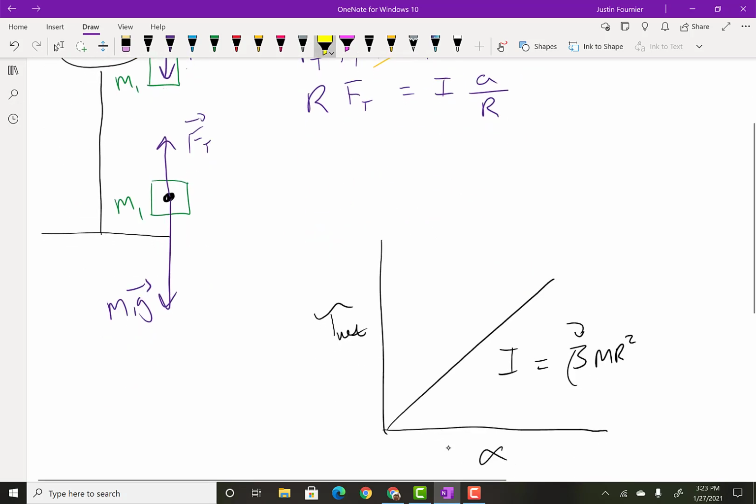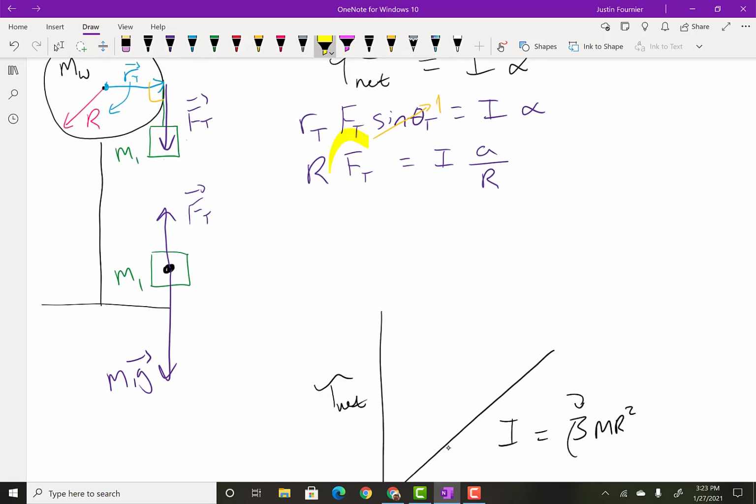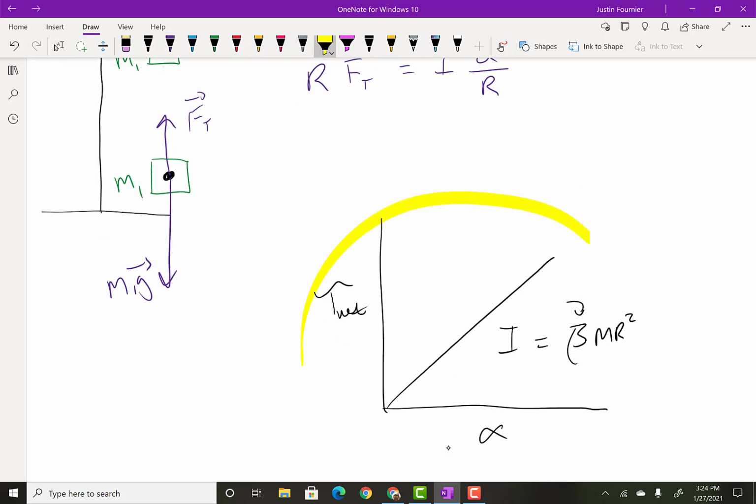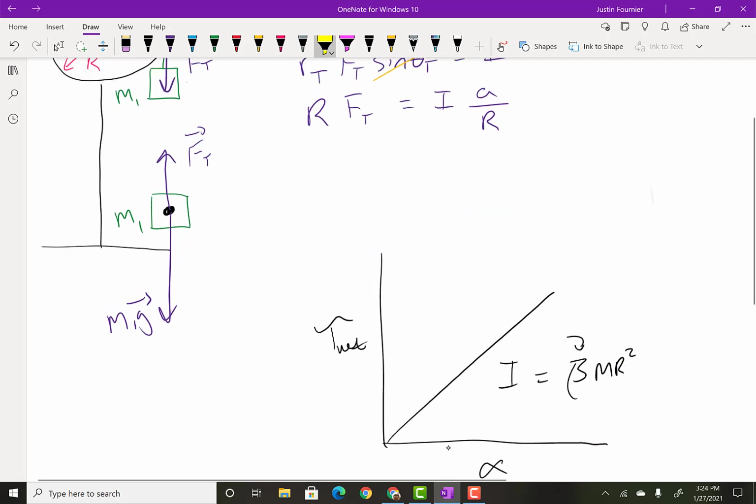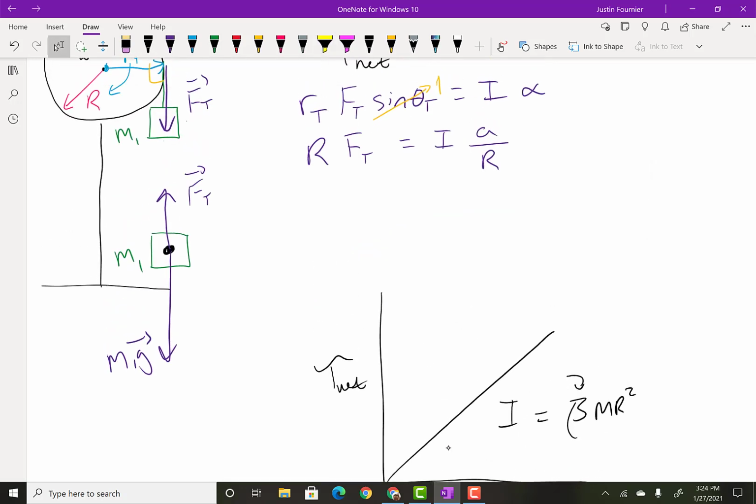So this would work if that was the case. Then I could graph, the radius would be the same. I could exert different tension forces, pull down with different forces, measure the acceleration that I get going down, and then graph those two things and get my moment of inertia as my slope. But that's not the case. So here's what I'm going to recommend instead.